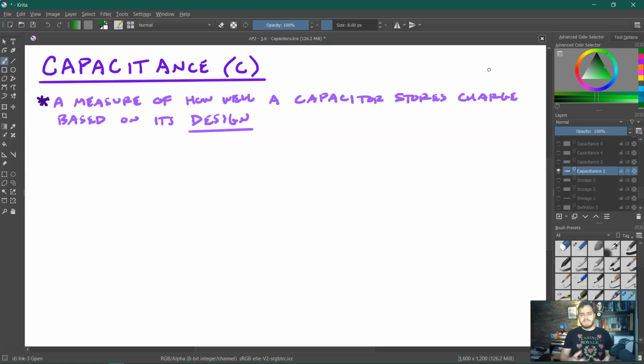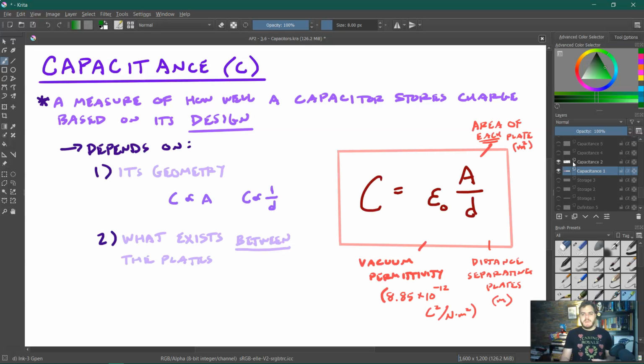So let's talk about this idea of capacitance, with a capital C. This is a measure of how well a capacitor stores charge, really based on its specific design. And there's a couple of things that go into that. First off, we have the geometry of the plates involved. If I have bigger plates, so plates that have a bigger cross-sectional area, well, that will be a bigger capacitance. And that makes sense because you could store more charges on the plates if they're bigger.